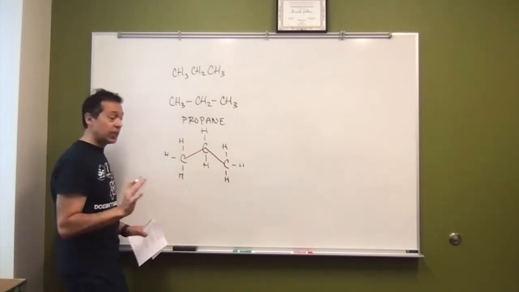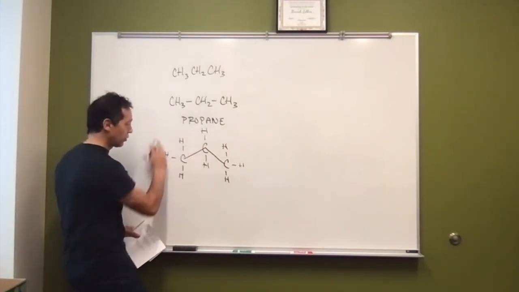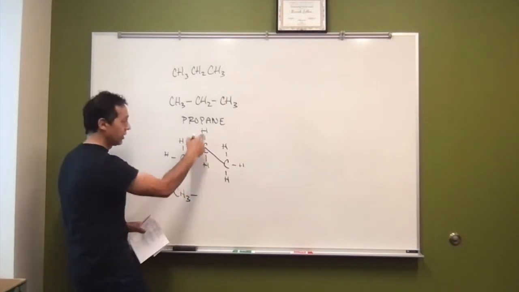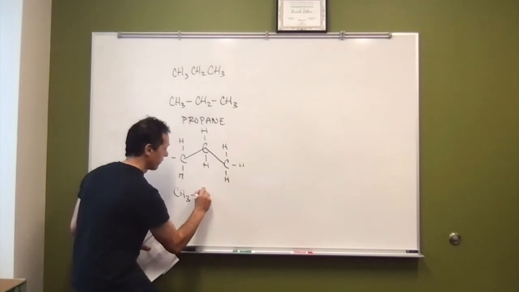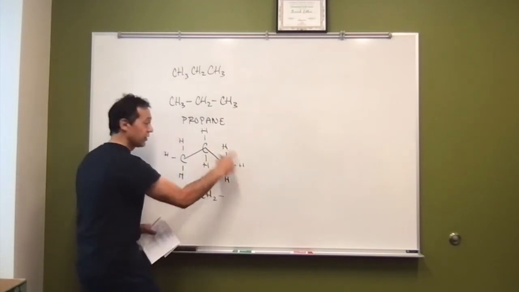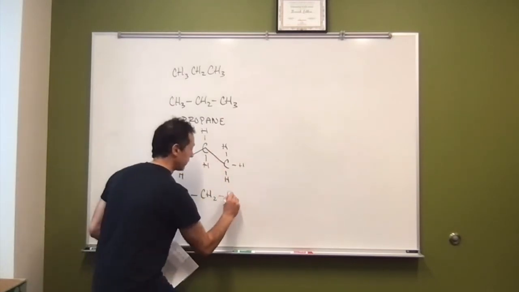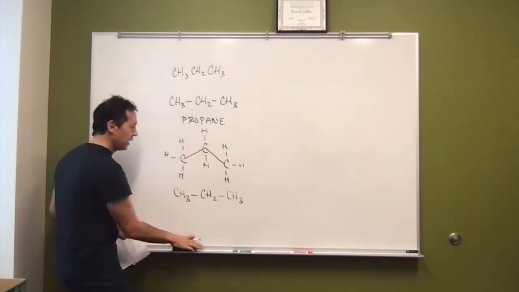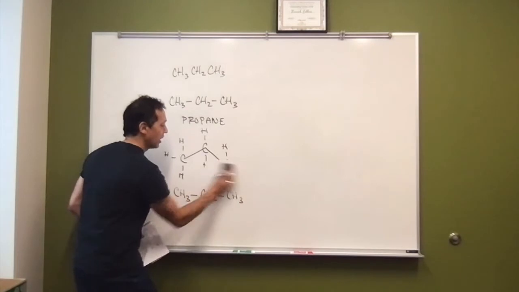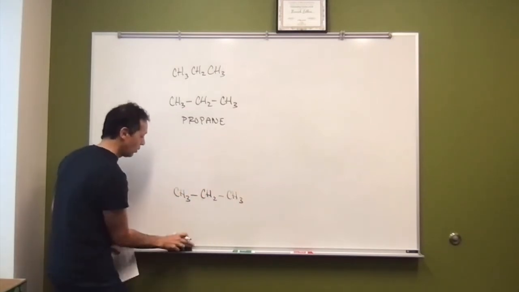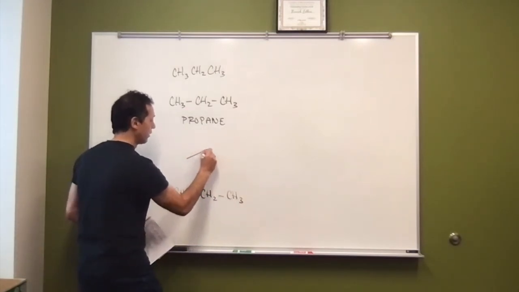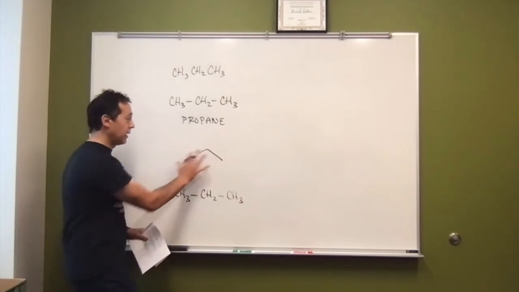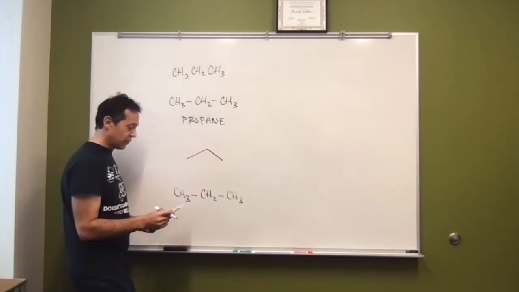And so we can see that this would be CH3 dash CH2 dash CH3. Okay, and all this would be is just that zigzaggy line. Would just look like this. That is our line angle drawing. All right, making things as simple as possible.